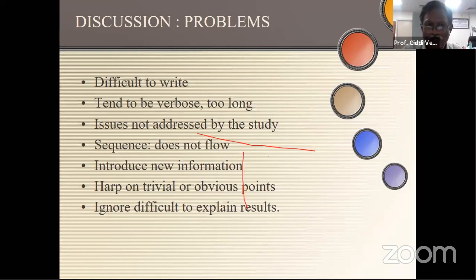If you are unable to explain the interpretation of the results, you can say that this is difficult, or there is no literature available to explain these results. And you can also put those questions. Probably somebody will take up further experimentation, go ahead and find out the answers.